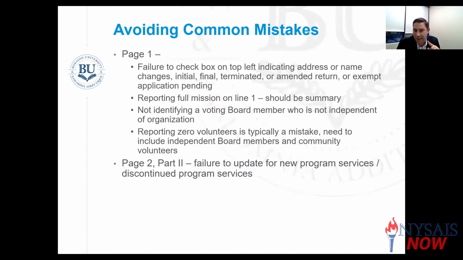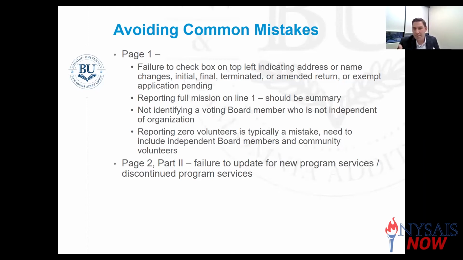Another mistake is not identifying the board member who is not an independent member of your organization. We talked about that. The head of school may have a voting right, but the head of school is not independent. So that should be indicated as such when it's asking for the number of who's on the board and the number of who's independent. Typically, we don't see a lot of volunteers being listed for board members. Most board members aren't paid and you're volunteering. So to have a volunteer number of zero is probably a mistake, because you at least have four members of your board that should be listed as volunteers.